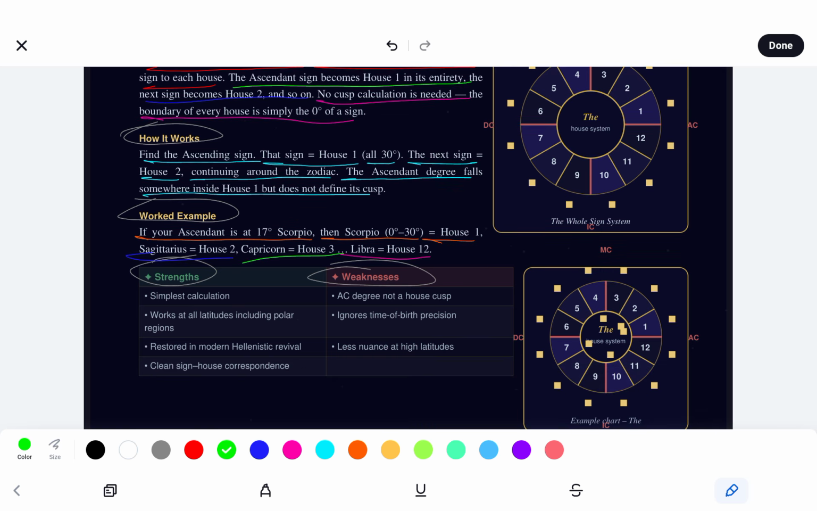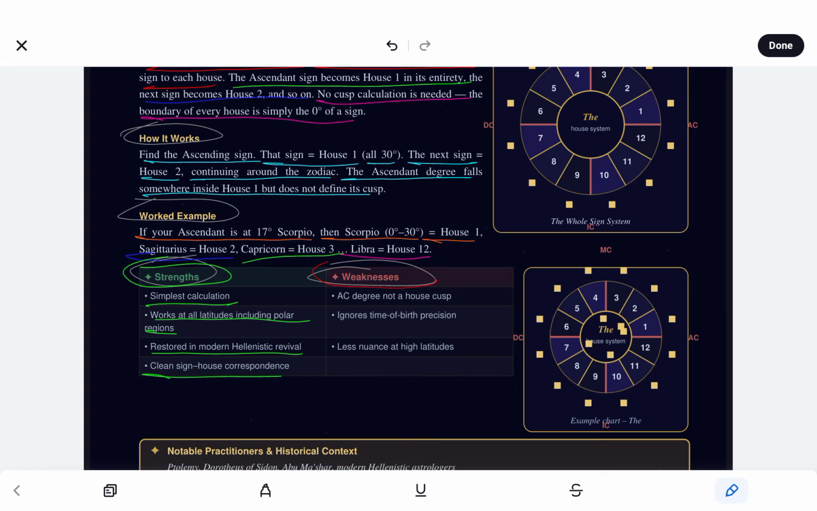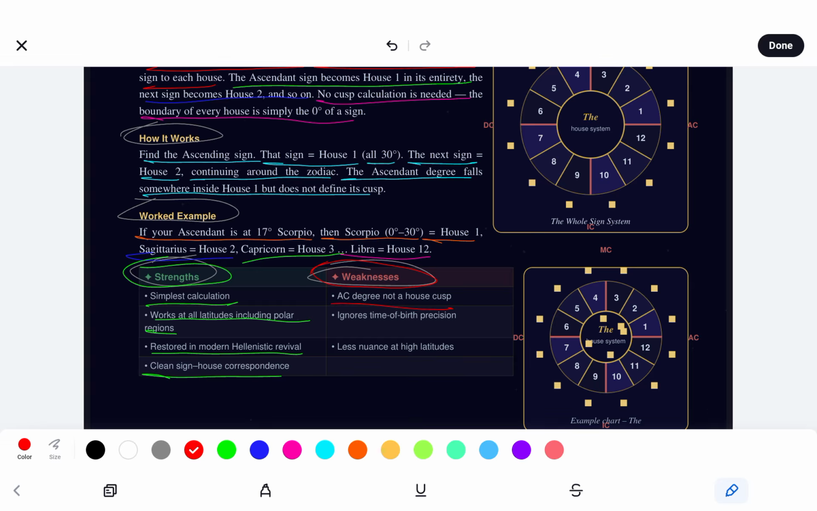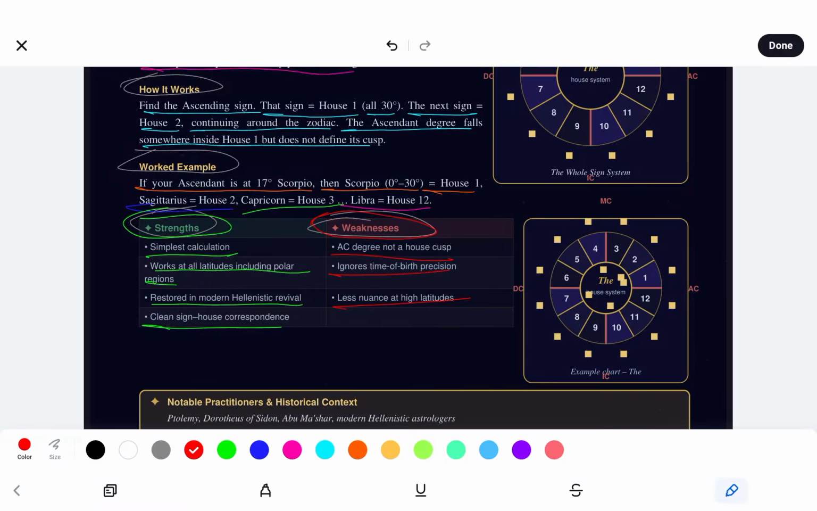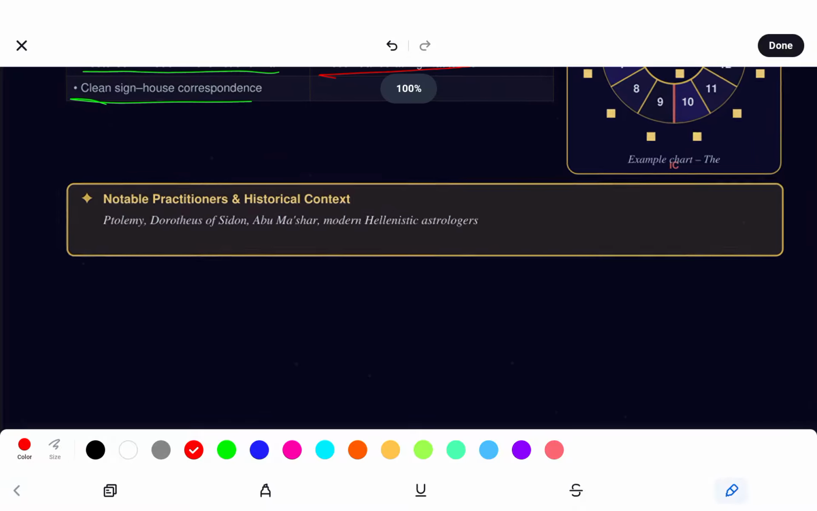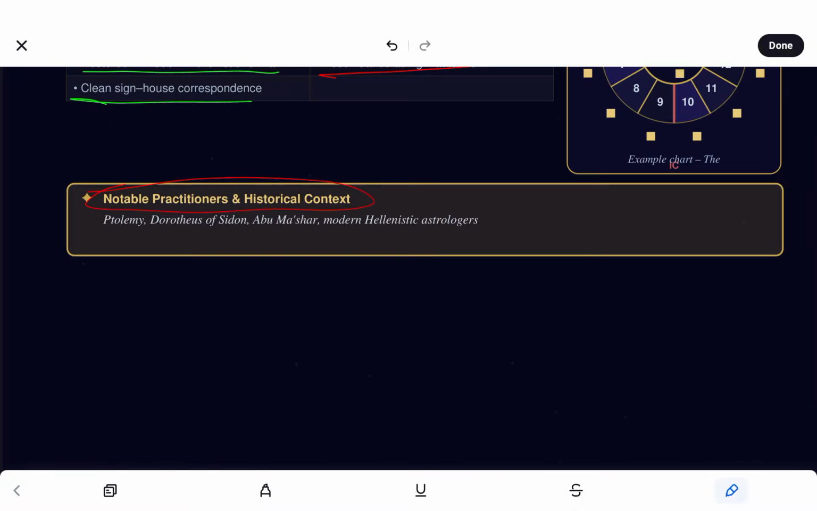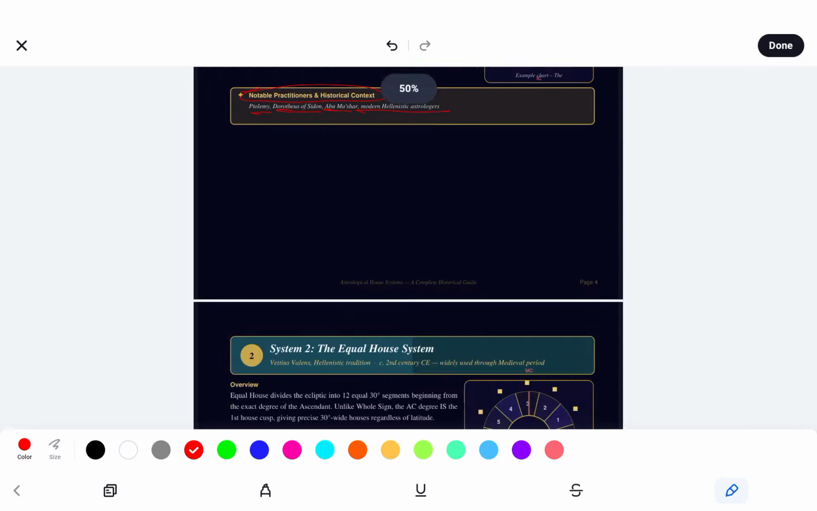So we see the strengths here. Simplest calculation, works at all latitudes including polar regions, restored in the modern Hellenistic revival, clean sign-house correspondence. And its weaknesses: the AC degree is not a house cusp, ignores time of birth precision, and less nuance at high latitudes. So, notable practitioners and historical context: Ptolemy, Dorotheus of Sidon, Abu Ma'shar, and modern Hellenistic astrologers.